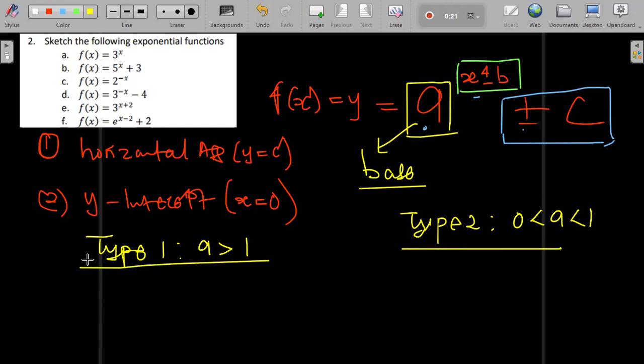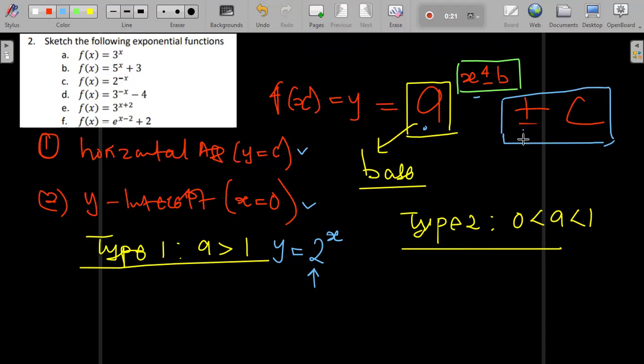For example, if they tell us to sketch the graph of 2 to the power x, let me write it as an equation: y equals 2 to the power x. Once you see that this base is greater than 1, we see that this is a type 1. But remember, for us to sketch exponential functions, we need the horizontal asymptote and the y-intercept. So how do you find the horizontal asymptote?